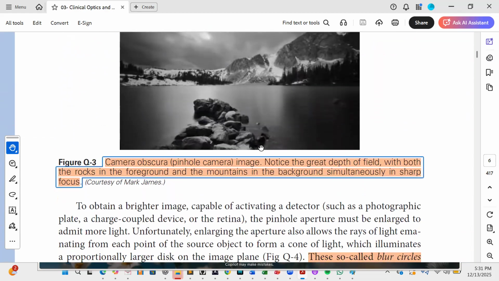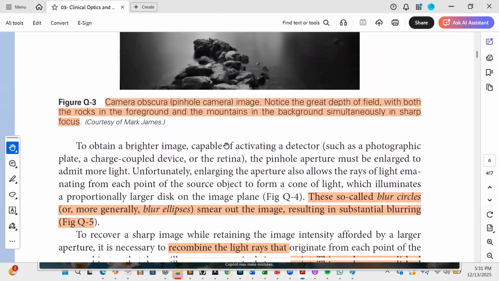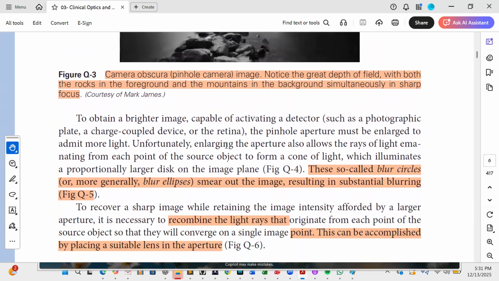So this was the depth of field we're talking about. Can you see the difference, the oceans, the mountains and how they're all being clearly seen? So that's about that.